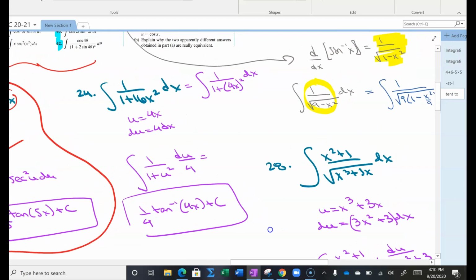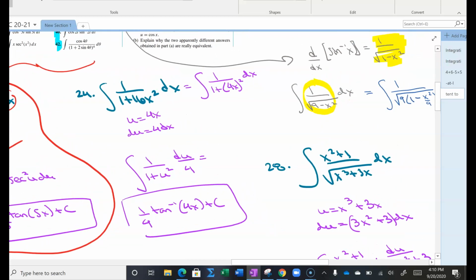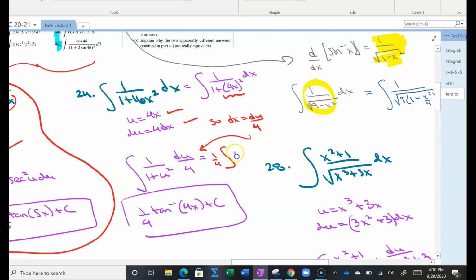24, interesting, I didn't even notice it before, but you've got an inverse tan situation here. So 1 over 1 plus 16x squared, I could rewrite it like this, like u equals 4x, du equals 4 dx. I've been skipping a couple of steps here. So dx equals du over 4, sub it back in here, and this just becomes 1/4 indefinite integral of 1 over 1 plus u squared du, 1/4 inverse tan of u plus c.